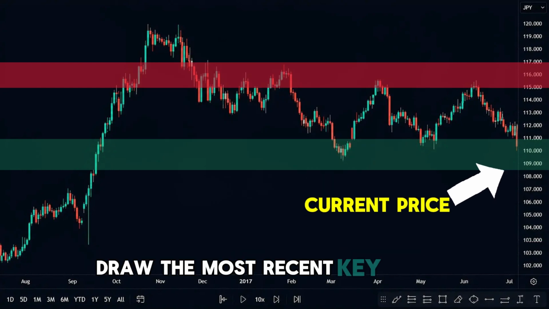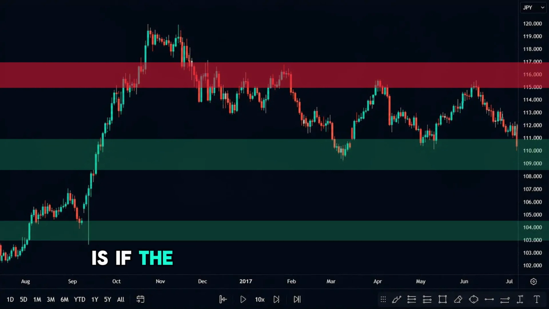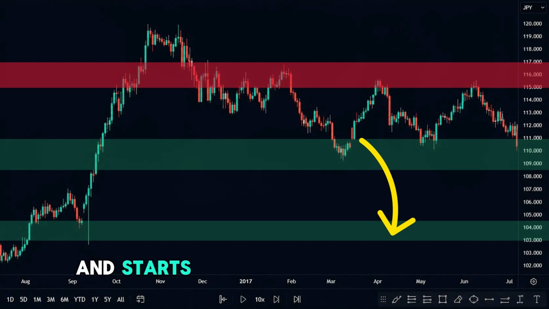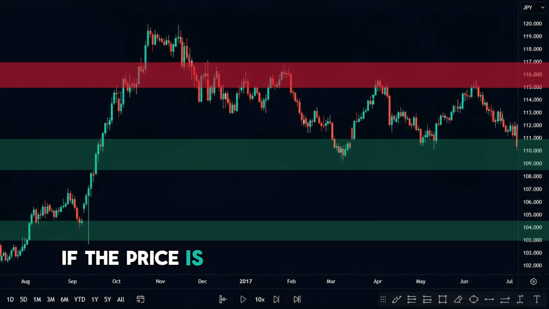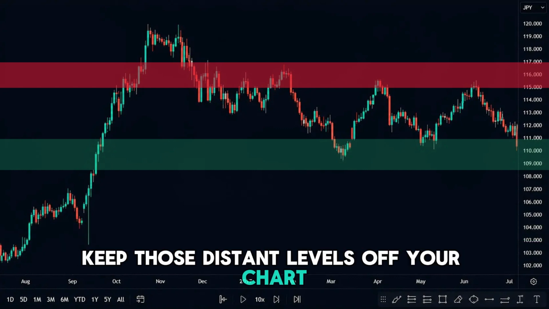Draw the most recent key levels. The only time I would draw a far-off support level is if the price breaks through the current ones and starts heading down towards it. But if the price is consolidating within the current area, keep those distant levels off your chart.